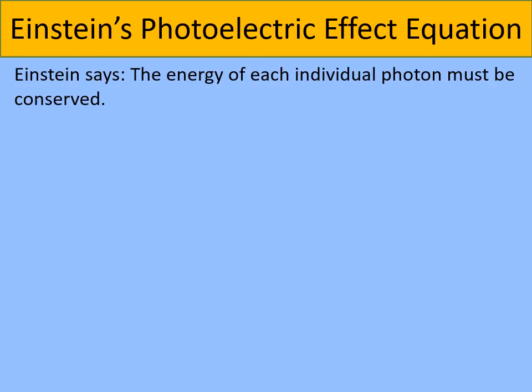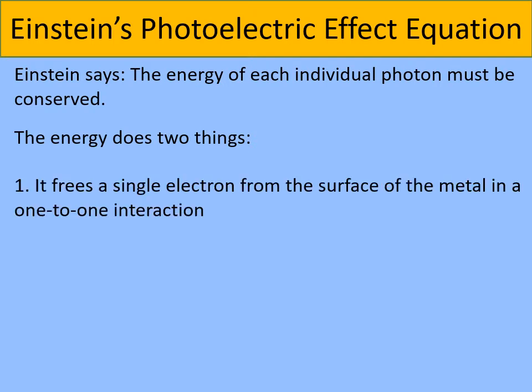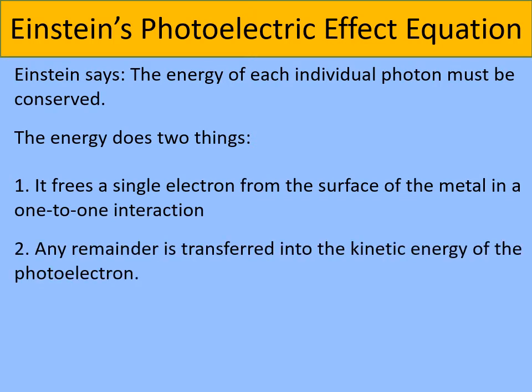So in his model of the photoelectric effect, Einstein applied the idea of the conservation of energy to the photons and photoelectrons. So he was able to say 2 important things about what the energy does. The first one is that it frees a single electron from the surface of a metal in a one-to-one interaction, which we talked about before. And secondly, any remainder is transferred into the kinetic energy of the photoelectron once the work function has been overcome.